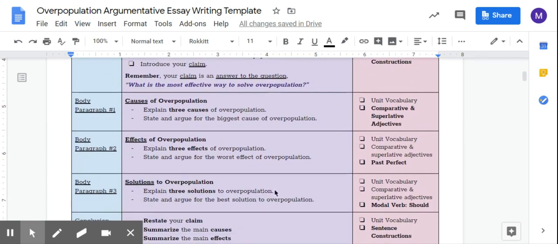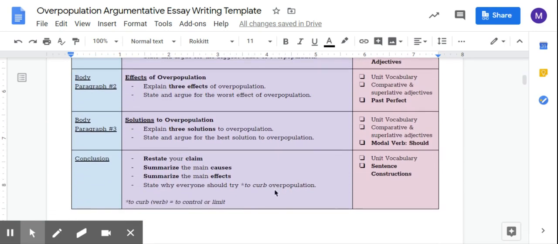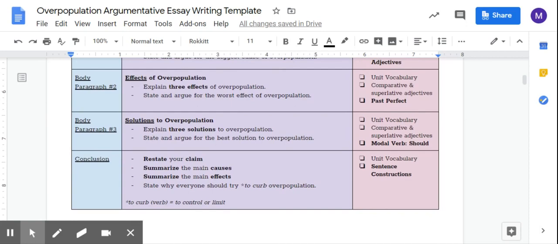Body paragraph number 2, you will be explaining the effects of overpopulation. So you will explain 3 effects of overpopulation. You will then state and argue for the worst effect of overpopulation. Here, your focus is on the present perfect verb tense.